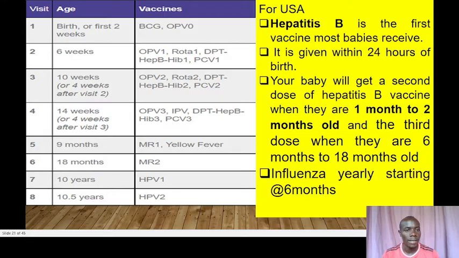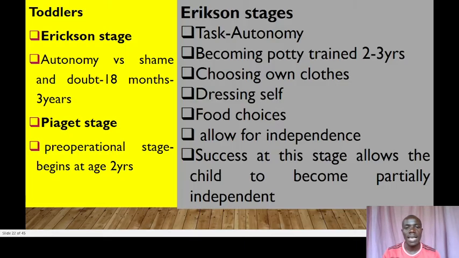In terms of vaccinations, if you're in Kenya, we have the birth vaccinations within the first 2 weeks, BCG and OPV. But if you're in the US, hepatitis B is the first vaccine that most babies will receive, and it's given within 24 hours of birth. Your baby will also get a second dose of hepatitis B vaccine at 1 to 2 months, and the third dose at 6 to 18 months. The influenza vaccine, which is normally given yearly, will commence at 6 months.